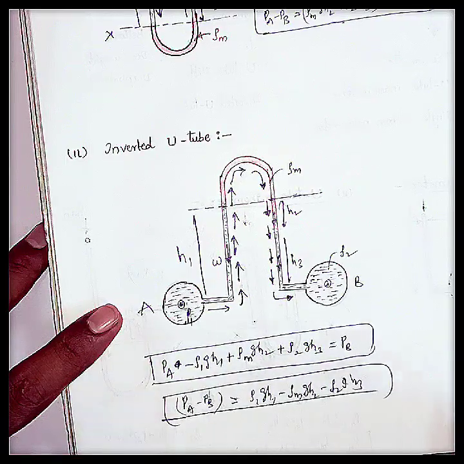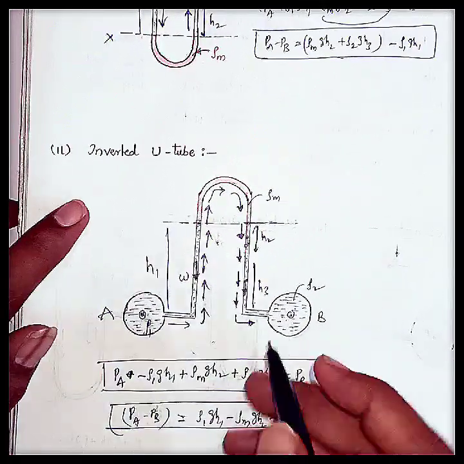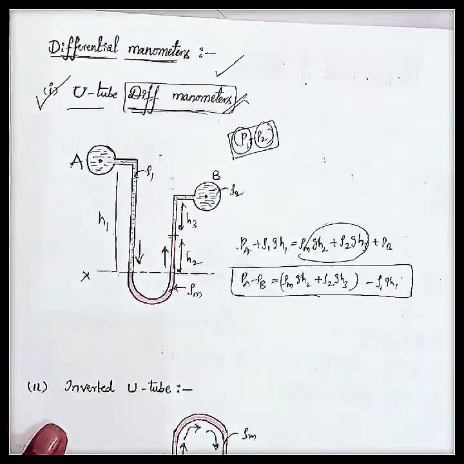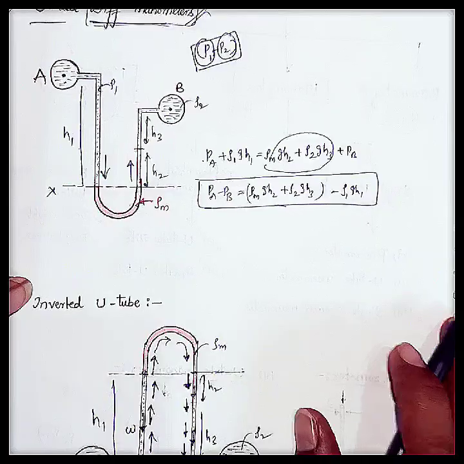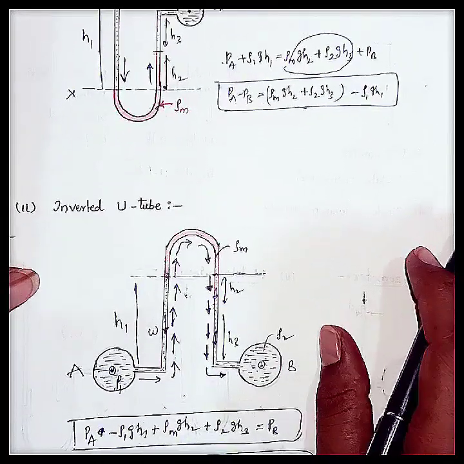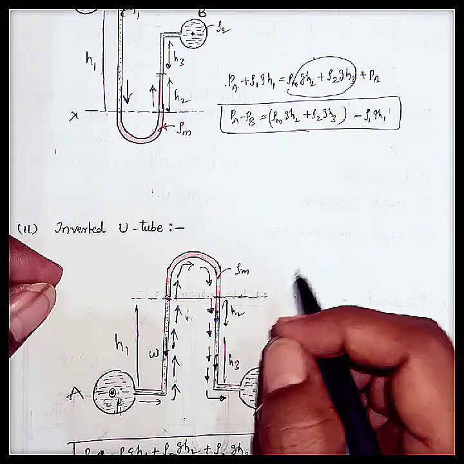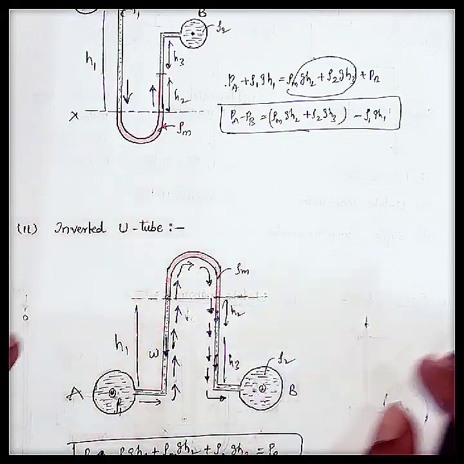Like this we can calculate easily with the help of these inverted U-tube manometers whenever we are not able to calculate with the help of the U-tube differential manometer. These are the manometers with which we will measure the pressure in these cases, and the remaining manometers we will see in the next class video.